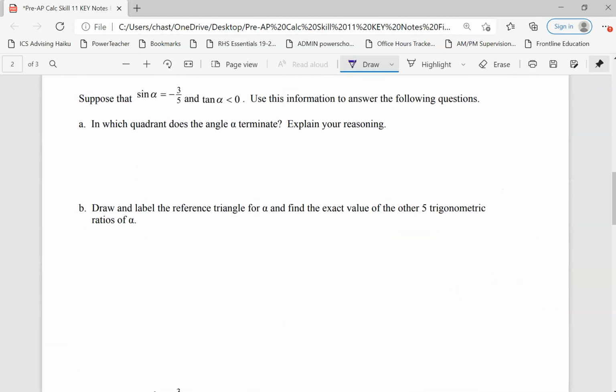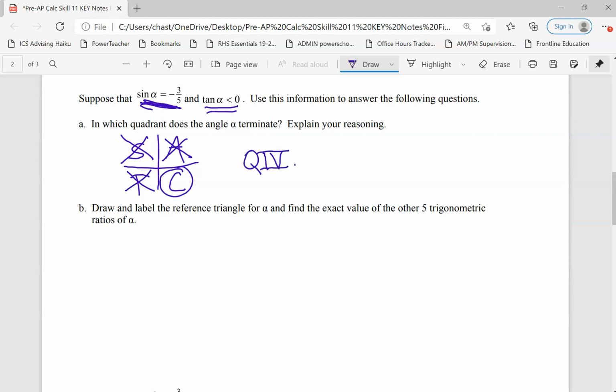Okay, so on this one, we're told that the sine of alpha is -3/5, and tangent is less than 0, so tangent is negative. Use this information to answer the following questions. So first, what quadrant will alpha be in? So we're going to do our All Children Take Showers. We know that sine is a negative value, so it can't be quadrants 1 or 2, because that's where sines are positive. Tangent is also less than 0, so it can't be quadrant 3, must be quadrant 4.